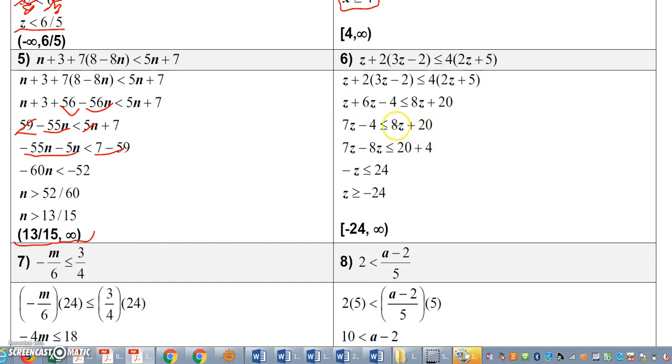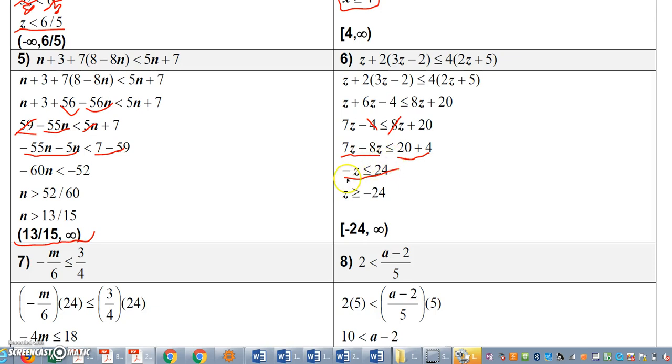Now I'm going to subtract 8z from both sides, and when I do, it'll cancel this 8z and move a minus 8z on the left. Then I'm going to add 4 to both sides, and when I add 4 to this side, it's going to cancel the negative 4 and just give me 20 plus 4 on the right. Well, 7z minus 8z is negative z, so I get negative z is less than or equal to 24.